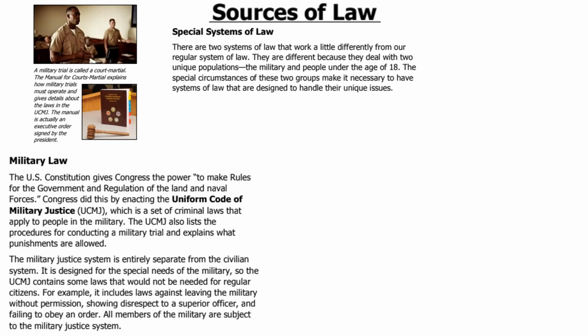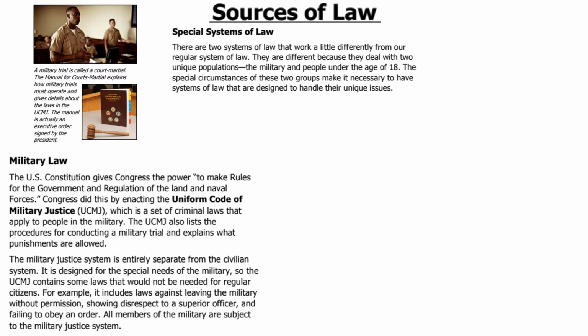The special circumstances of these two groups make it necessary to have systems of law that are designed to handle their unique issues. Military law. The U.S. Constitution gives Congress the power to make the rules for the government and regulation of the land and naval forces. Congress did this by enacting the Uniform Code of Military Justice, or UCMJ, which is a set of criminal laws that apply to people in the military.